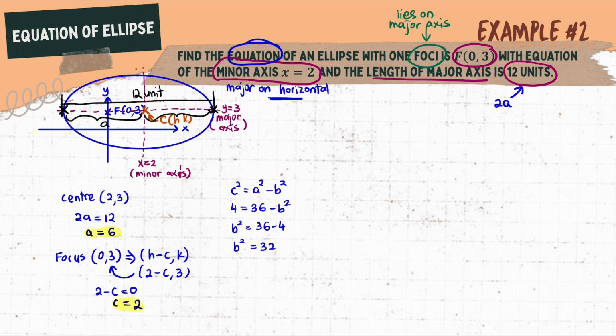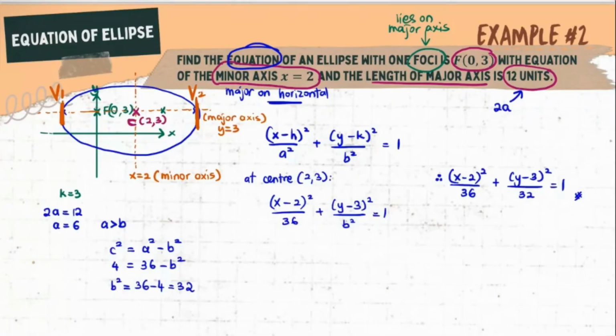Okay. So now kita boleh terus masukkan dalam equation of our ellipse. Equation kita adalah (X minus H) squared over A squared plus (Y minus K) squared over B squared equals to 1. Dan HK kita adalah (X tolak 2) squared over A squared tadi adalah 6 squared, which is 36, plus (Y minus 3) squared over B squared kita dapat 32 and it will be equals to 1. So this is actually our final answer. Lagi satu. Okay, good. Lagi satu saya terlupa.